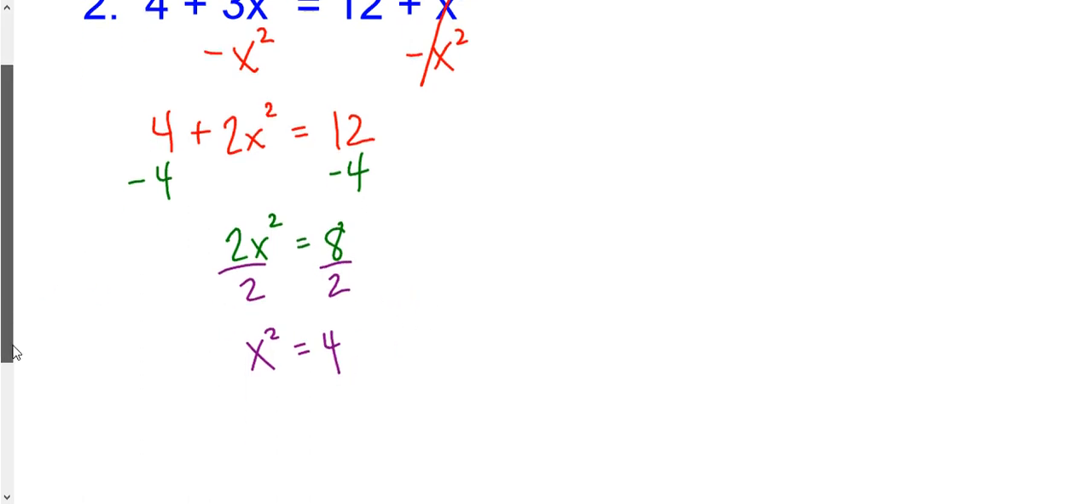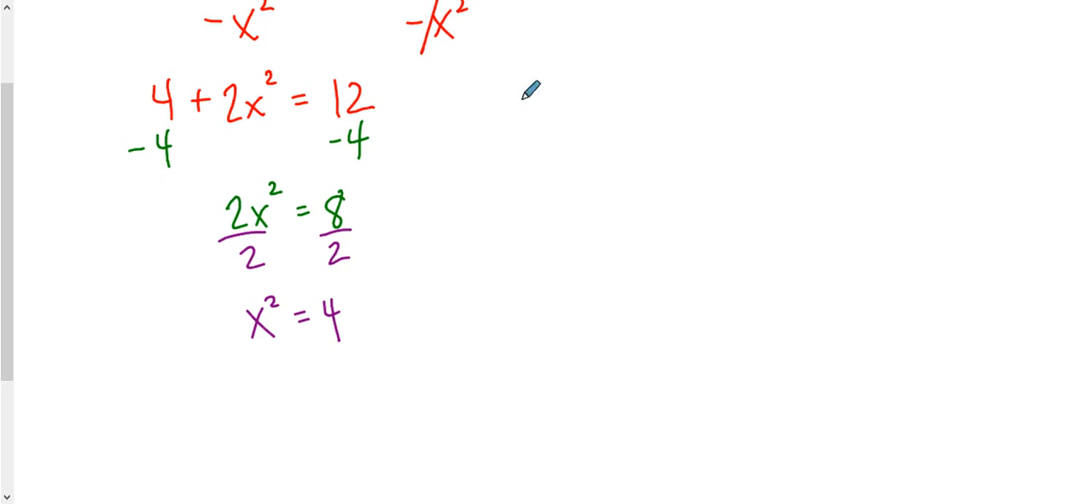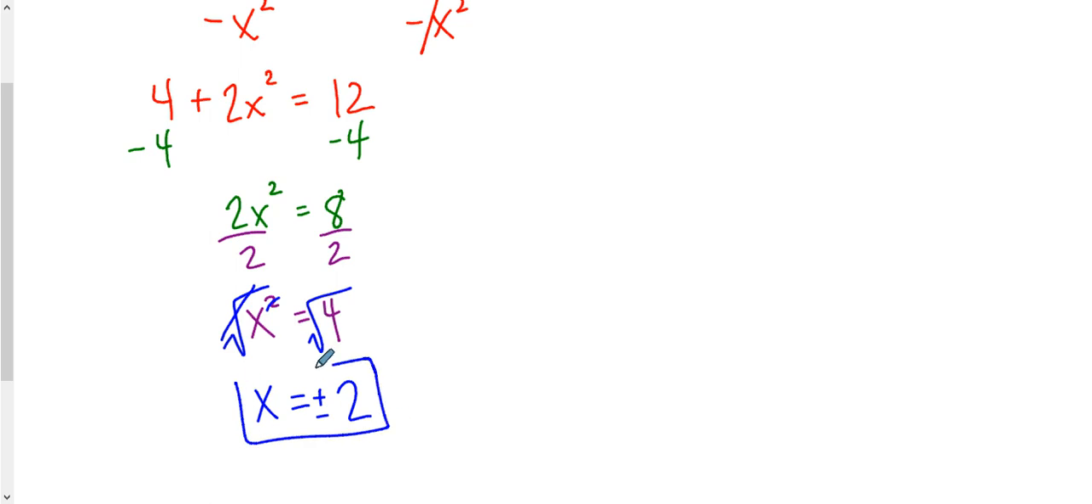And finally, now that x squared is all by itself, now I can take the square root of both sides. When I square root that square, they cancel. I'm left with just x. And then the square root of 4 is 2. Because we added the square root in, I do need that plus minus in front. So positive 2 or negative 2 would both satisfy this equation.